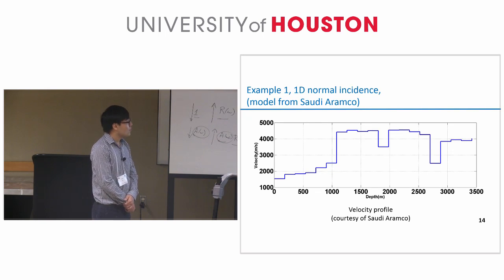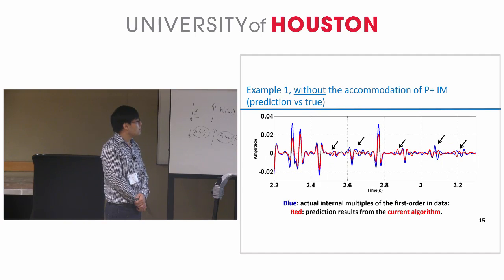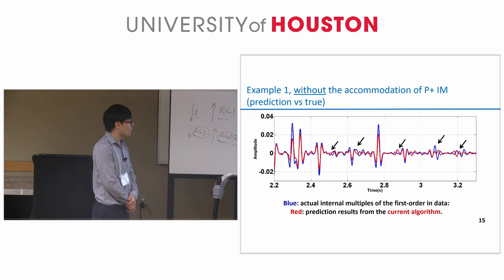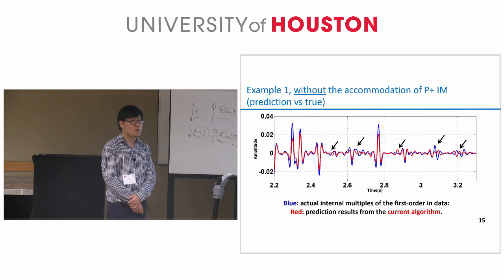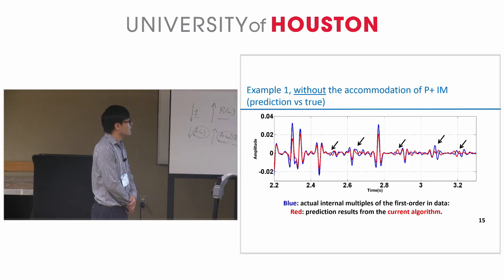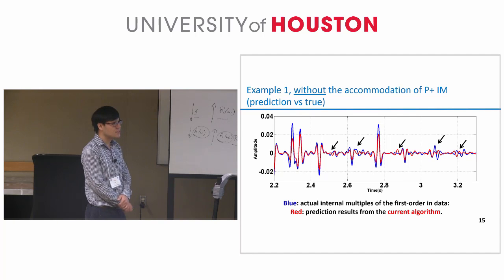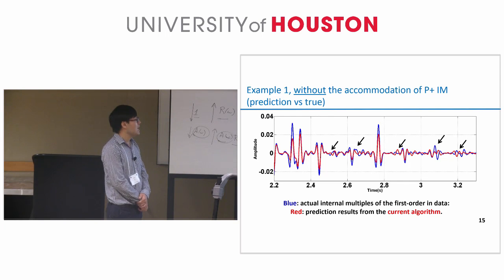This slide shows the velocity profile obtained from well log data from Saudi Aramco. And we use this velocity profile to generate the synthetic data, which consists of primary and internal multiples. In the 1D normal incidence case, we input this synthetic data to the current algorithm and the extended data comprehensive algorithm and compare the two prediction results to the true internal multiple in the input.